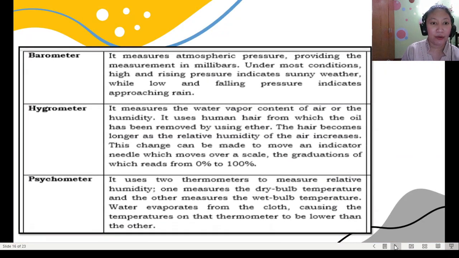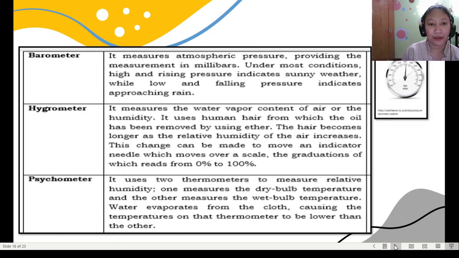And then, barometer naman, it measures the atmospheric pressure, providing the measurement in millibars. So, millibars naman pag atmospheric pressure. At barometer yung instrument na yun. Now, under most conditions, high and rising pressure indicates sunny weather, while low and falling pressure indicates approaching rain. So, depende, no? Pag mataas yung pressure, sunny. Pero, pag malamig at mababa yung pressure, malamang may uulan.